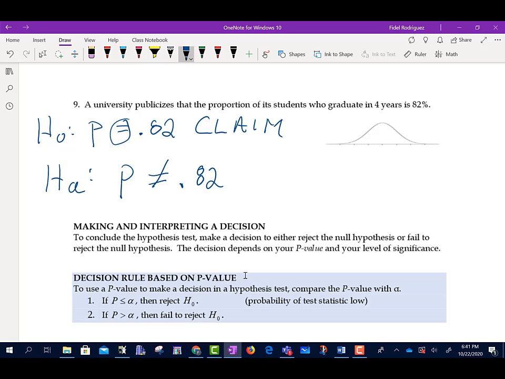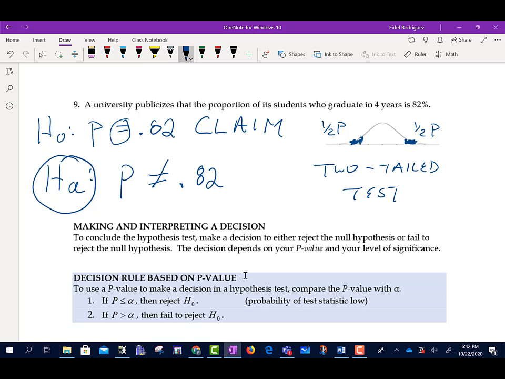So now, because I'm always going to look at my HA to determine whether I have a left tail, right tail, or two-tail test, and I see it's not equal to, remember the area under each of these curves is going to be half of P. Okay, and this here is a two-tailed test. Okay.